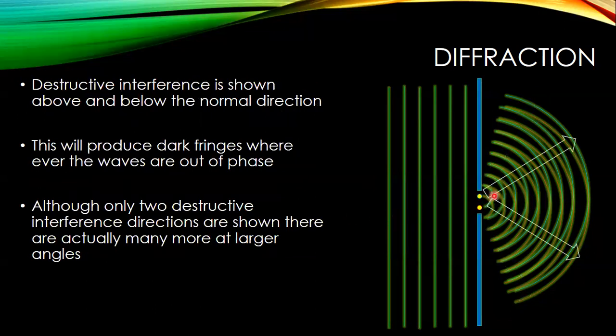Destructive interference happens when the blue wave and the red wave are 1/2 wavelength out of phase, or 180 degrees out of phase. And in these directions, we would get destructive interference where no light would appear.